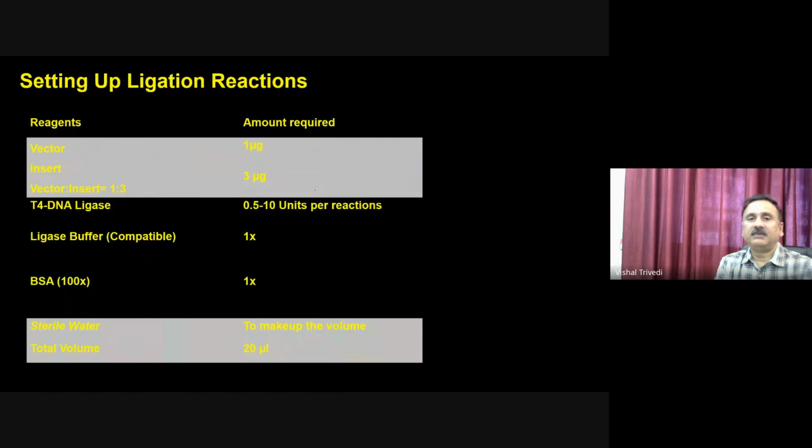How are you going to set up the ligase reactions? So ligase reactions are completely opposite to the restriction enzyme reactions, right?